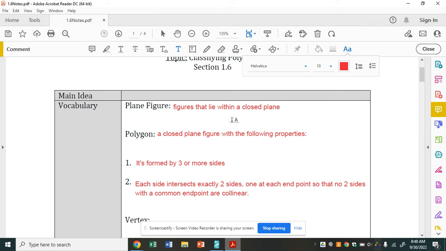Okay, basically a plane figure is a figure that lies within a closed plane. So if you think about a polygon or a shape, we talked about how planes go on and on and on forever, but a polygon has that definitive end. It has those side lengths that are closing that plane to have that definitive end. So these properties here, the 3 or more sides, right? You can't think of a shape that has less than 3 sides. The least amount of sides you could have would be 3 with a triangle.